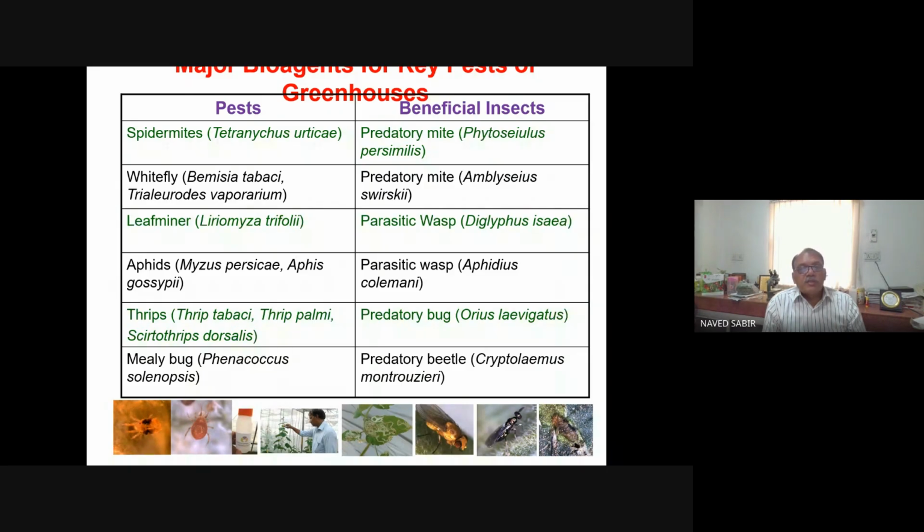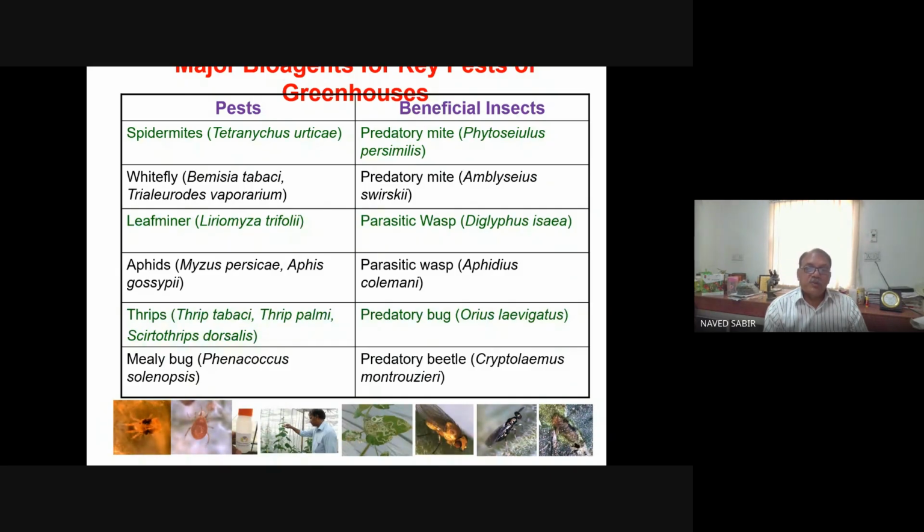But the problem is that these are commercially not available in the country, and still they need to be imported. And the import protocols are very, very stringent. You have to plan several months in advance. The thing is that if you are doing integrated pest management, you have to maintain the sanitary and phytosanitary measures and the good agriculture practices.